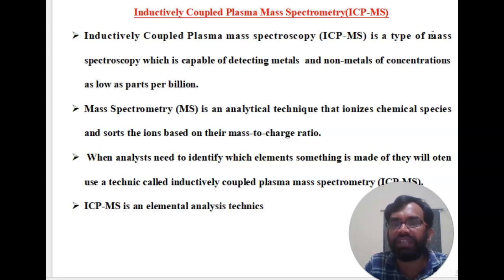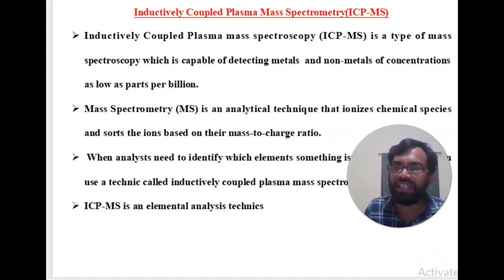What is the actual method of ICP? What is the main concept of ICP mass spectroscopy? Inductively coupled plasma mass spectroscopy is a type of mass spectroscopy capable of detecting metals and non-metals at concentrations of parts per billion. That point is very important, especially in ICP mass spectroscopy. A mass spectrometer is an analytical technique to analyze chemical species and sort the ions based on their mass to charge ratio. This point is very important.